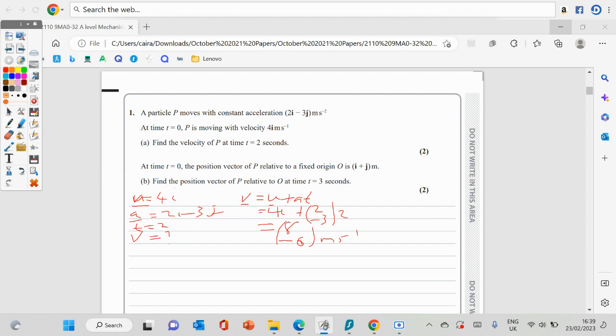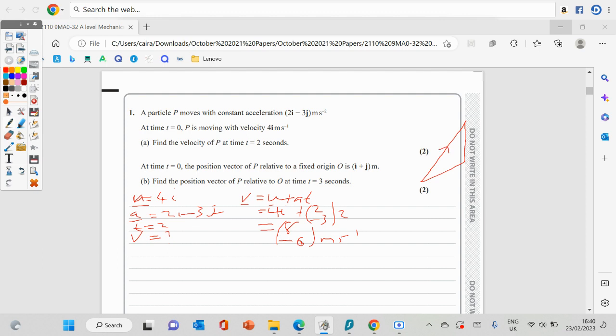Part B. At time t equals 0, the position vector of P relative to a fixed origin O is i plus j meters. Find the position vector of P relative to O at time t equals 3 seconds. Okay, so I recommend a diagram for these. So I'm going to do my diagram over here. Draw a nice, reasonable-looking diagram.